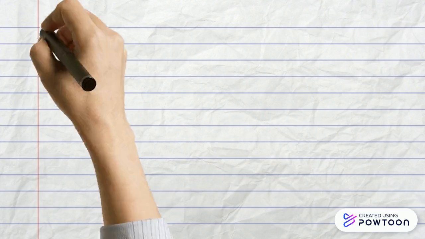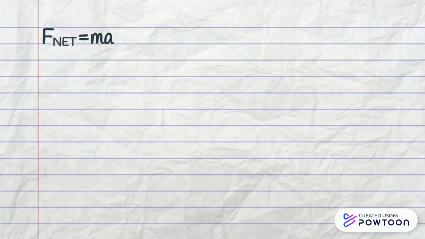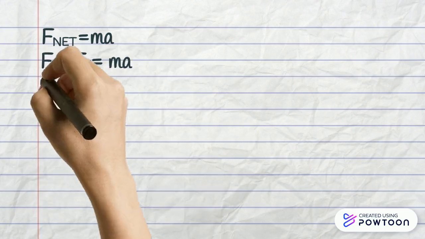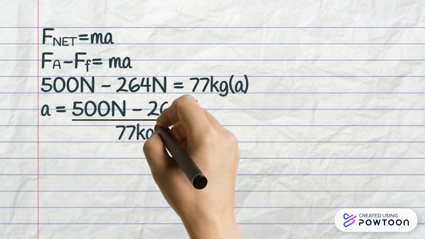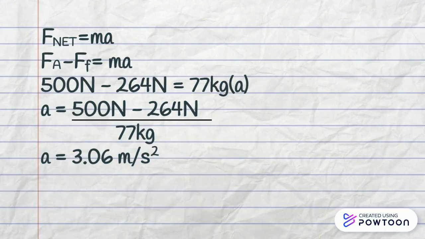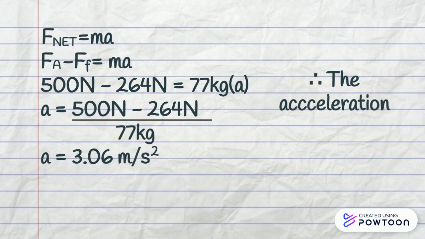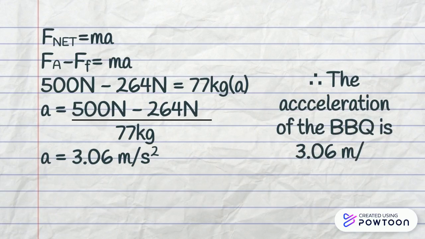We want to find the acceleration of the barbecue, so we can use the net force equals mass times acceleration formula. We know that since force normal and gravity equal each other, the net force is the force applied minus the force of friction, which we just solved for. We can rearrange for a and get an answer of 3.06 meters per second. So therefore, the acceleration of the barbecue is 3.06 meters per second squared.